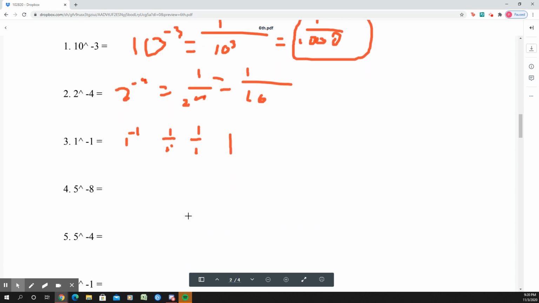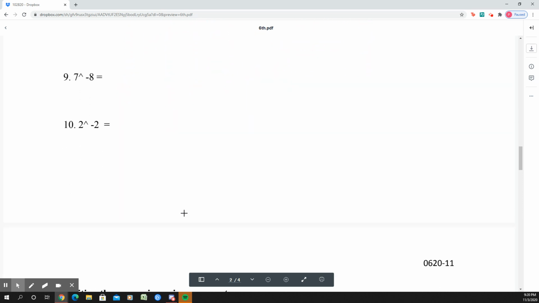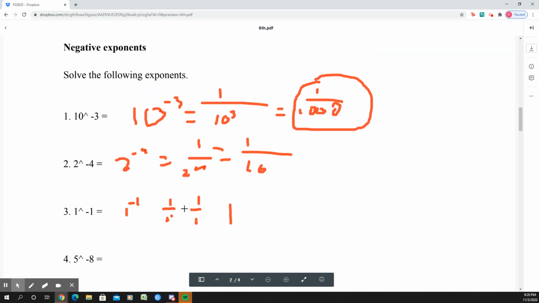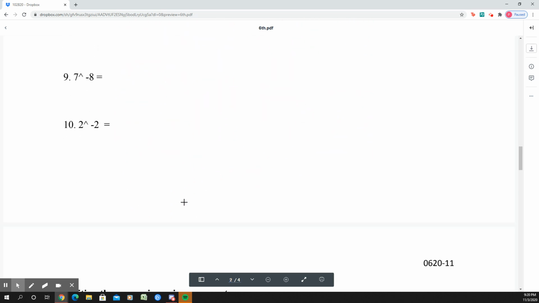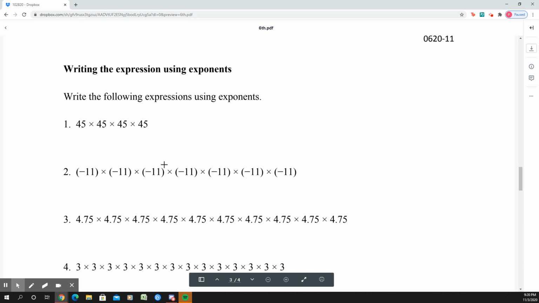Alright, the next section. Negative exponents was a relatively simple concept, should be pretty easy to pick up. The next one is writing expressions using exponents. Now, what's an exponent? An exponent is just something times itself. So 5 squared is 25. That's because 5 times 5 is equal to 25.